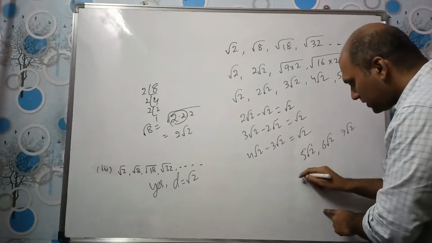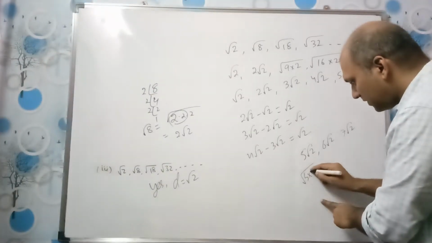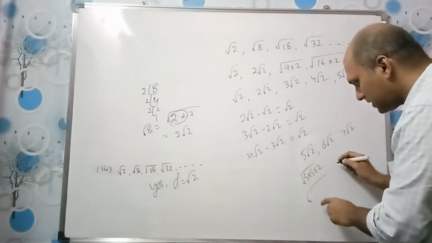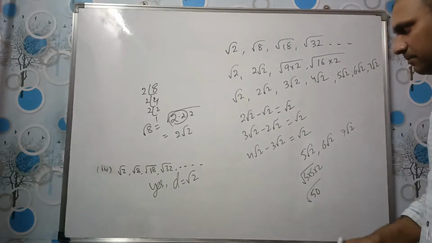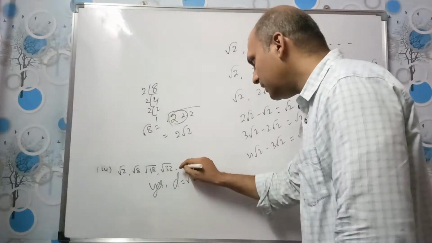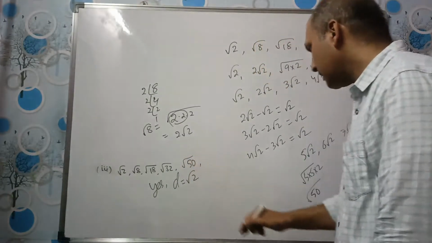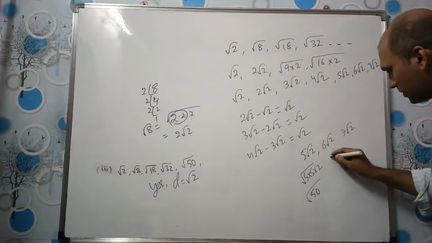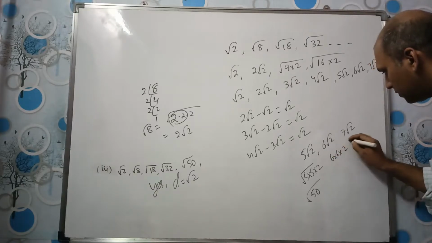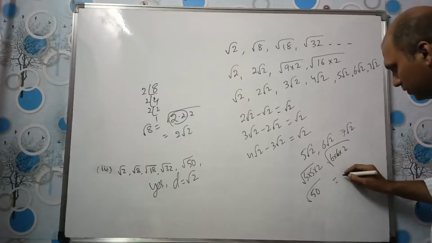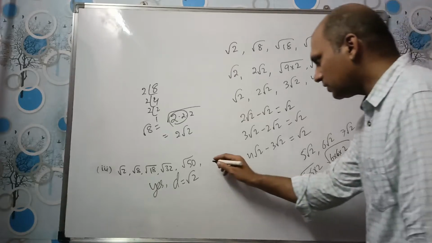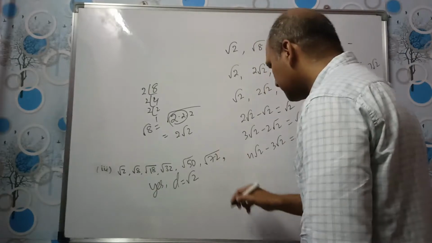So if 5 goes inside the root, it will become 5 into 5 into 2. So 5 5s are 25, into 2, root 50. Okay. So the next term will be root 50. What is this term now? If 6 goes inside, it will become 6 into 6 into 2, right? 6 6s are 36, into 2, root 72. So this is root 72.